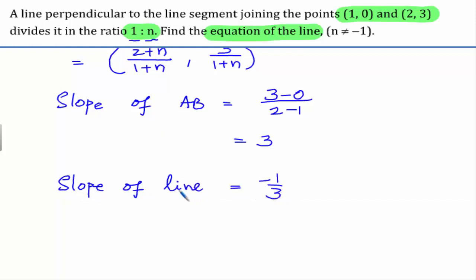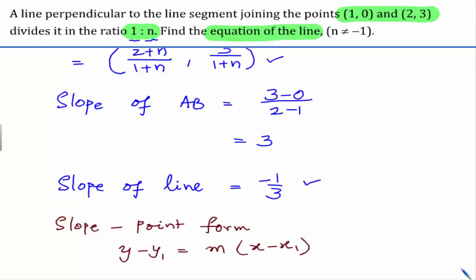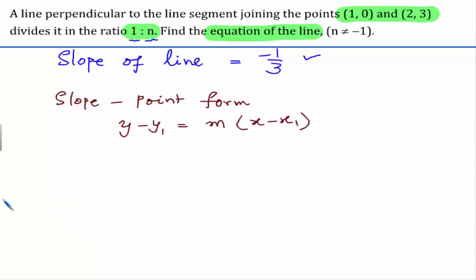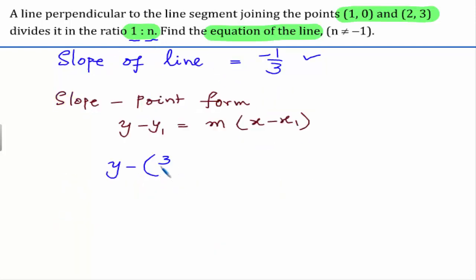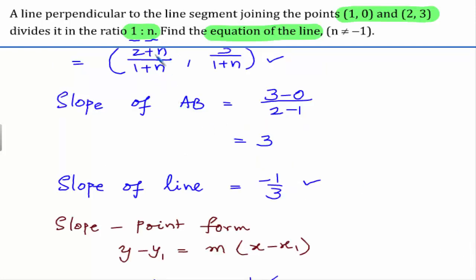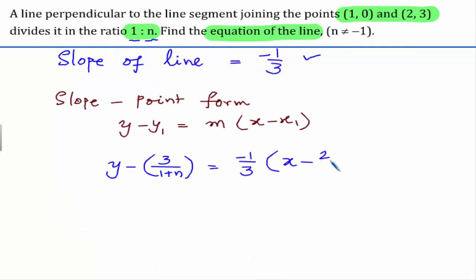We know that when two lines are perpendicular, the product of their slopes will be minus 1. Now we have the slope and the point. So the slope point form is y minus y1 is equal to m into x minus x1. So y minus 3 by (1 plus n) is equal to the slope, minus 1 by 3, into x minus x1, where x1 is (2 plus n) by (1 plus n).